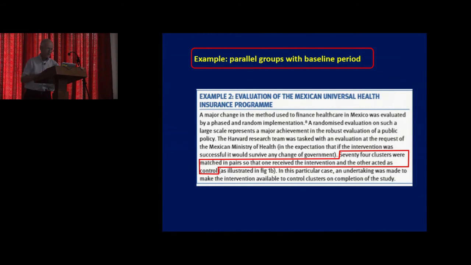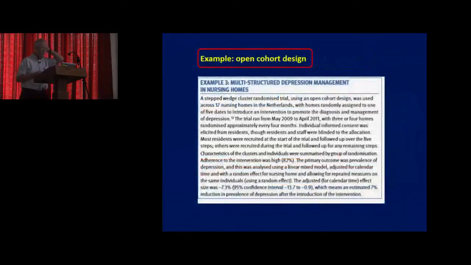So we talked about this one. This was the healthcare financing study in Mexico with a lot of clusters. The next one is a cohort study. This is based on nursing homes or seniors' homes. And as it says there, homes are randomly assigned to one of 5 dates to introduce an intervention to promote diagnosis and management of depression. It can be pretty depressing in seniors' homes. So there you go. So you have 17 homes. That would be the clusters, right? The cluster would be a home.